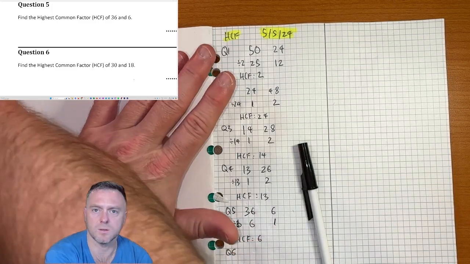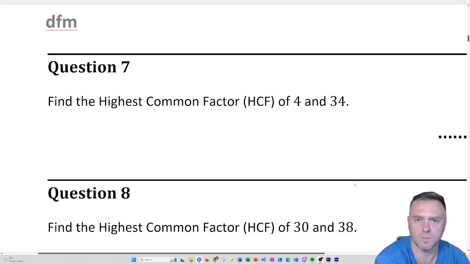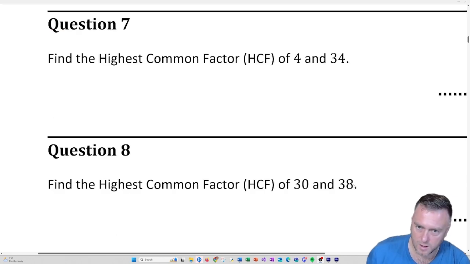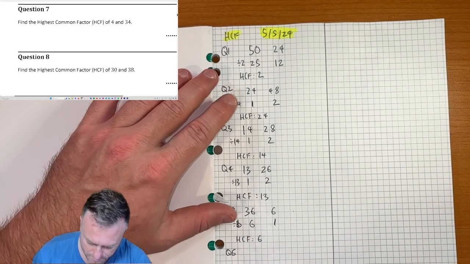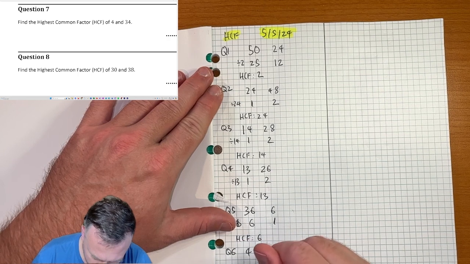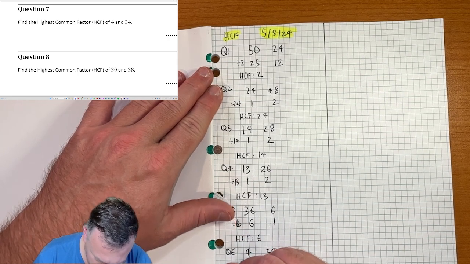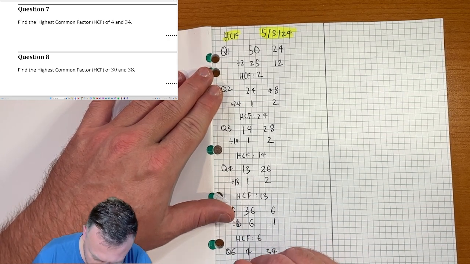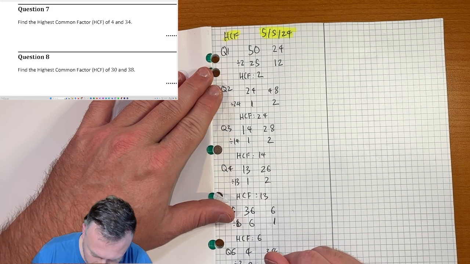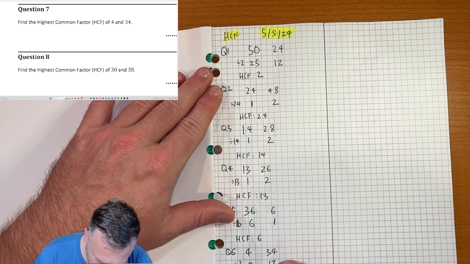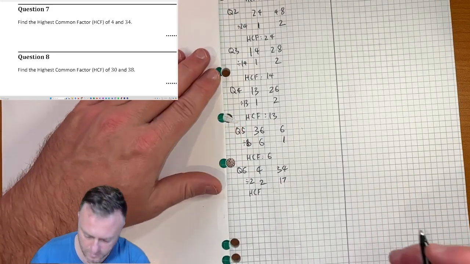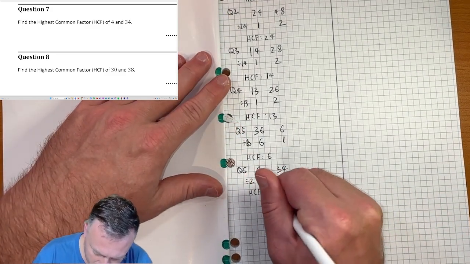Question 6. Highest common factor of 4 and 34. So we'll go 4 and 34. Divide them both by 2, which gives us 2 and 17. Now that's a prime number. So therefore, highest common factor in this case is just going to be 2.